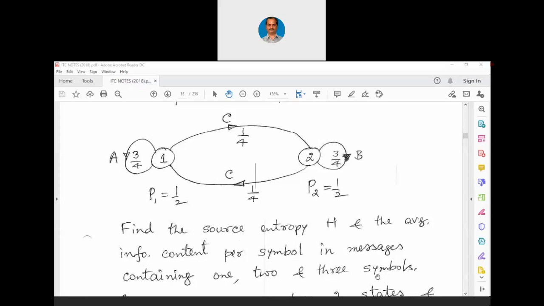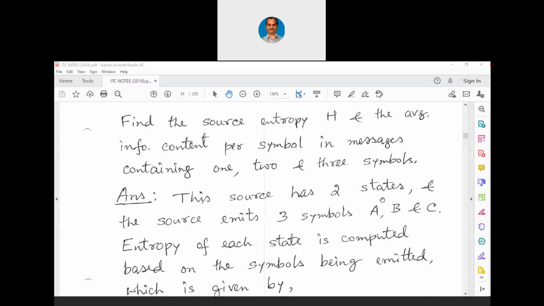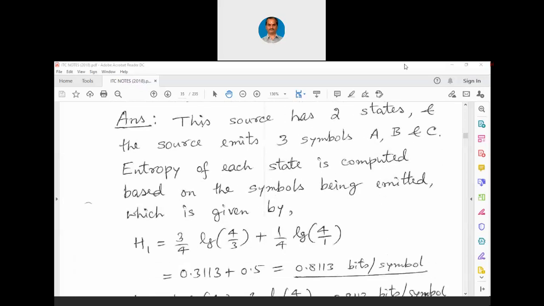Later on, we can compare all these G1, G2, G3. G1 means information content in a single symbol emission. G2 means 2 symbols emission. G3 means 3 symbols emission. And H is the source entropy. So we can find out all these. Finally, we can compare and we can see the theorem which we had discussed earlier is being satisfied. So let me proceed with the solution.